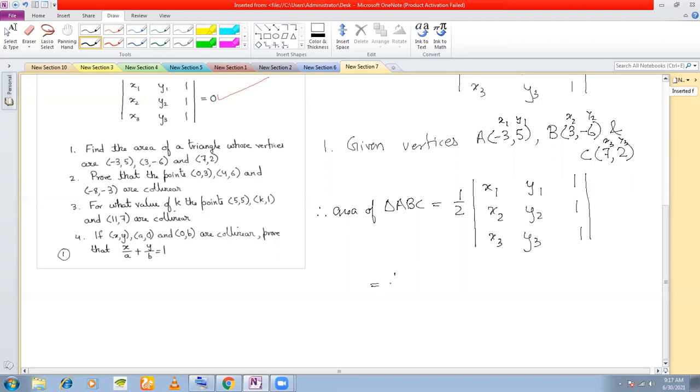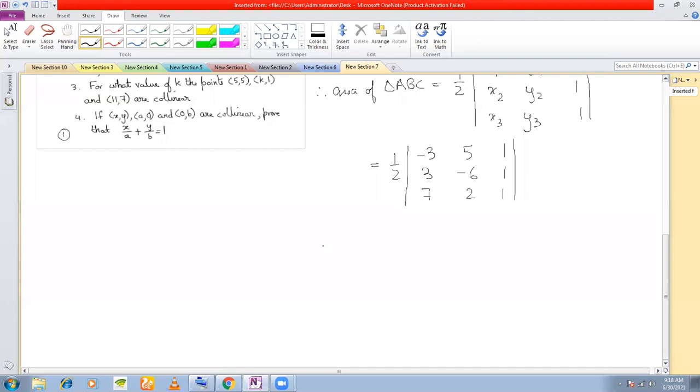So therefore, what is this determinant? If you put the values of x1, y1 here: minus 3, 5, 1, 3, minus 6, 1, 7, 2, 1. This is the value. Now we can find out the value of this determinant in the normal manner. So how do you find out? You take half.